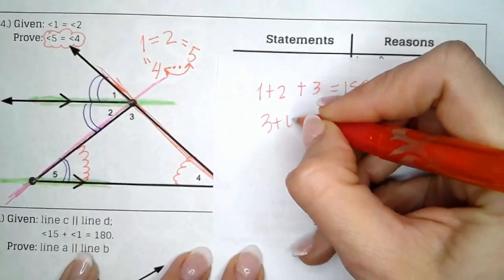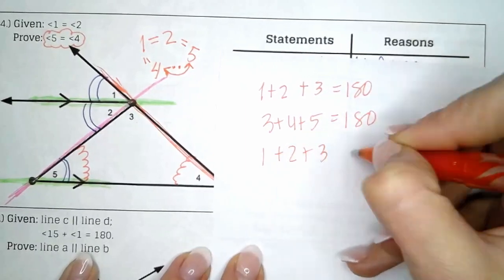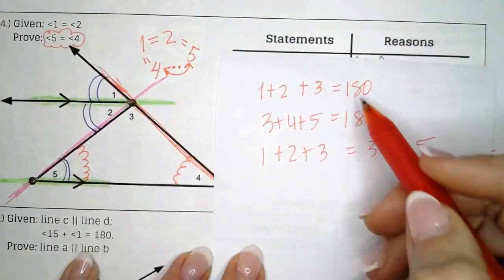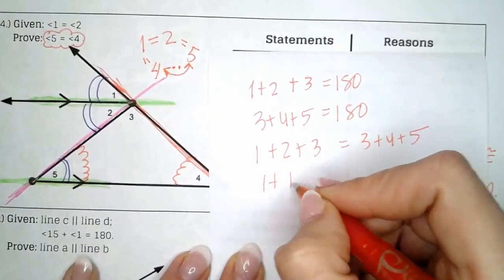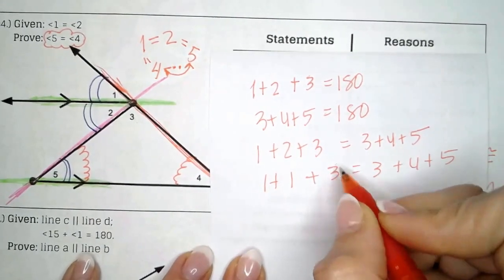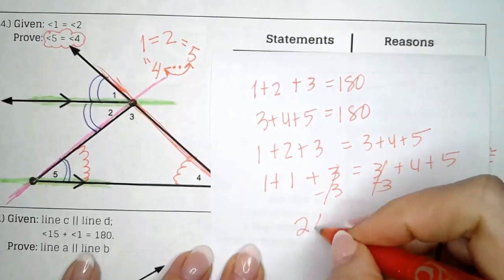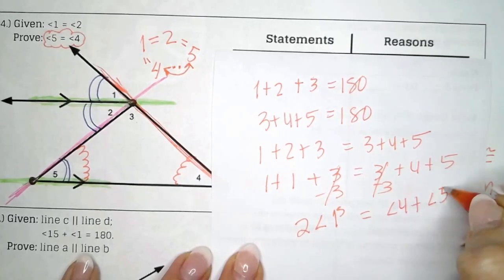But so is 3 plus 4 plus 5. That equals 180. By transitive property, 1 plus 2 plus 3 has to equal 3 plus 4 plus 5. So far, so good? Because they both equal 180, they must equal each other. Angle 1 is equal to angle 2, so I have 1 plus 3 equals 3 plus 4 plus 5. Well, there's a 3 on each side, minus 3, minus 3, subtraction property of equality. 2 angle 1s equal angle 4 plus angle 5.